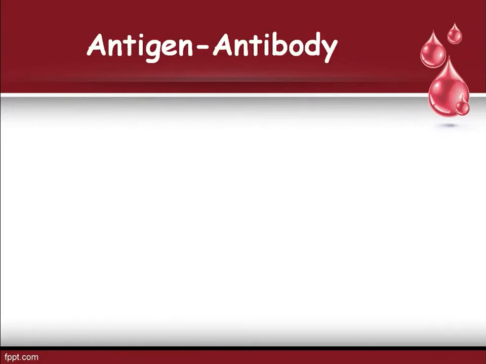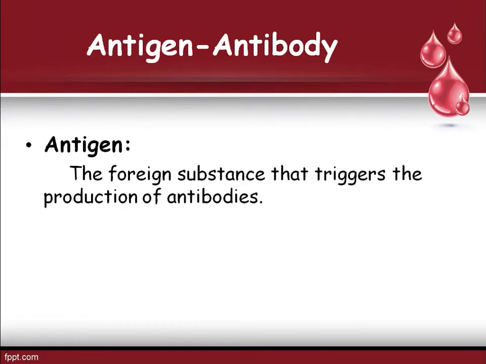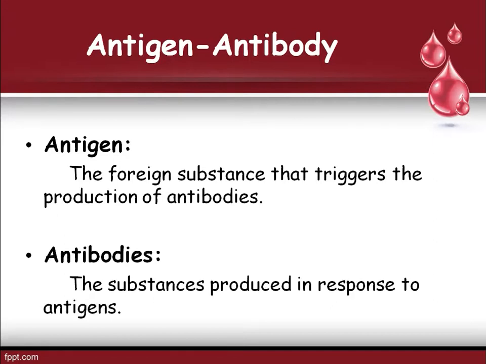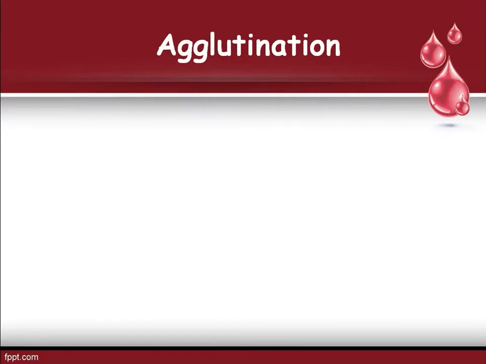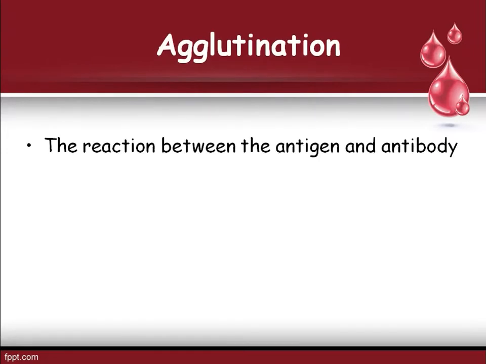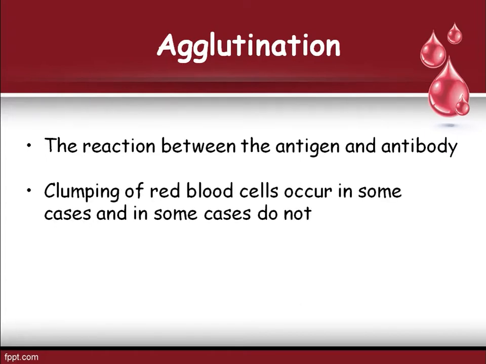Next one is the antigen and antibody. Antigen is the foreign substance that triggers the production of the antibody, and antibodies are the substances produced in response to the antigen. Agglutination means the reaction between the antigen and the antibody, and the clumping of red blood cells occurs in some cases and in some cases does not.